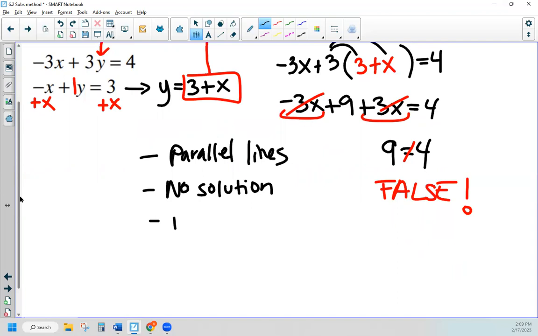And then the last thing that we can call this is inconsistent. Consistent. Yeah, my OCD wants to change that. Inconsistent system of equations.